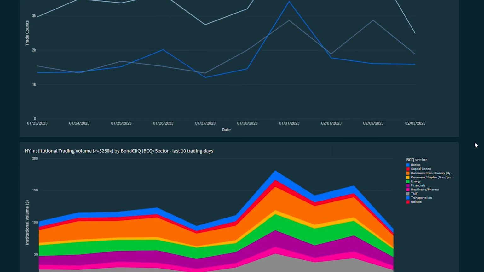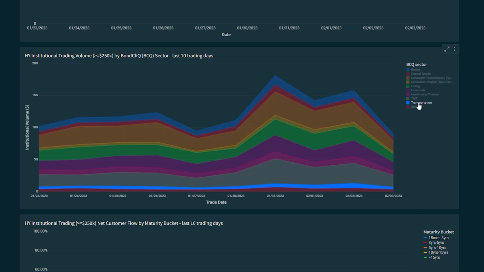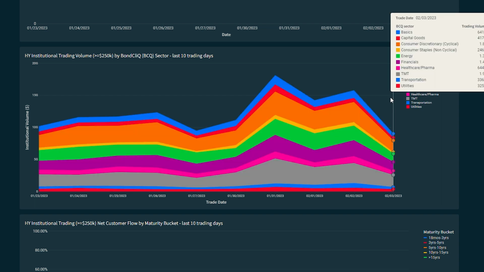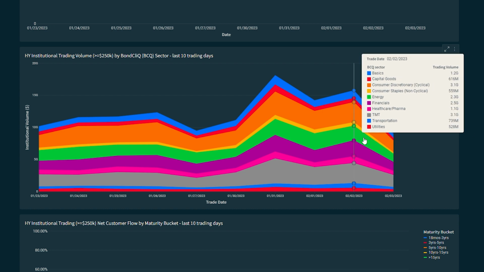This next colorful graph presents the last 10 days of institutional trade volume broken down by sector. Highlight any sector by hovering over its name. You can also hover over any of the last 10 trading dates to open a window displaying the individual sector institutional volume for that day.